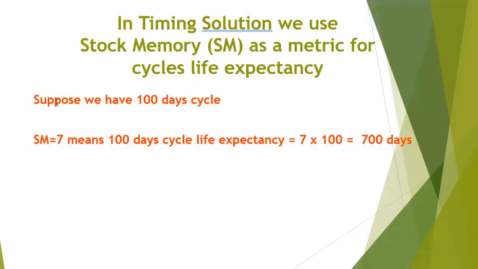Suppose we have, for example, a 100 days cycle, and we know that SM, stock memory, for this cycle is 7. It means that the lifetime expectancy for this cycle is 7 multiplied by 100, which is 700 days. So stock memory is lifetime expectancy measured in cycle periods. We use this metric a lot in Time Solution, practically in all modules. So this is a very important measure. Stock cycles life expectancy.